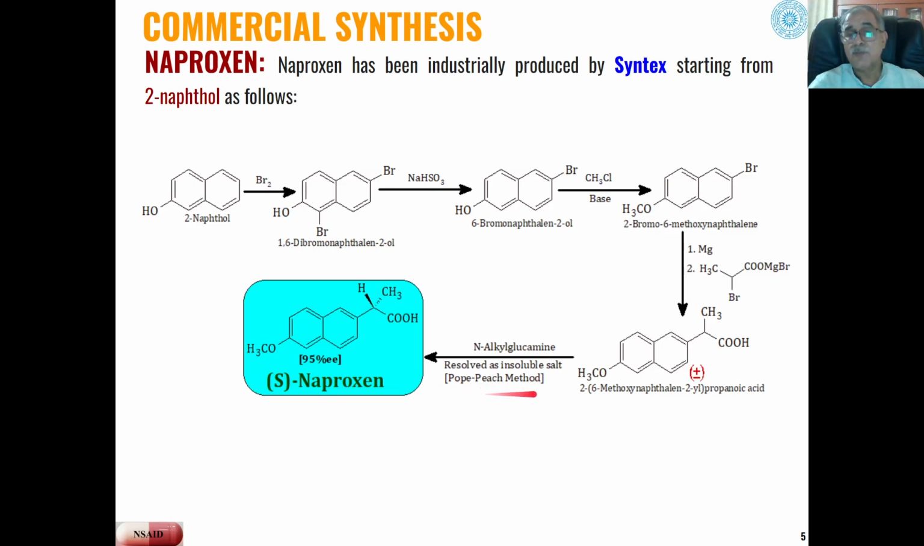Then this is called the Pope-Peachey method, and we can get S-naproxen with 95% enantiomeric excess. This S-naproxen is the biologically active compound which acts as an NSAID, whereas the R enantiomer is not active as an NSAID. So this is how, through resolution, we can obtain pure enantiomeric naproxen as a drug.